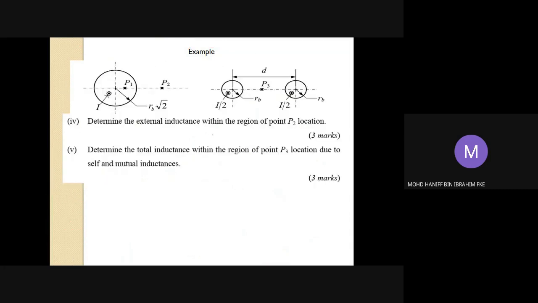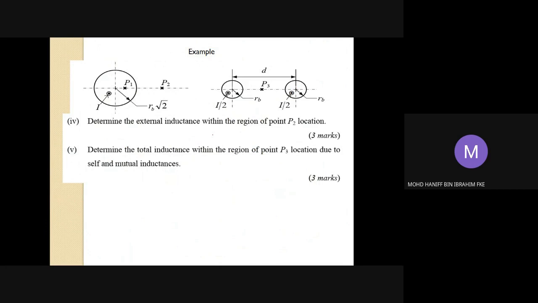Okay, is there any question on this example? Is that clear on this example? Okay, hopefully it's clear.